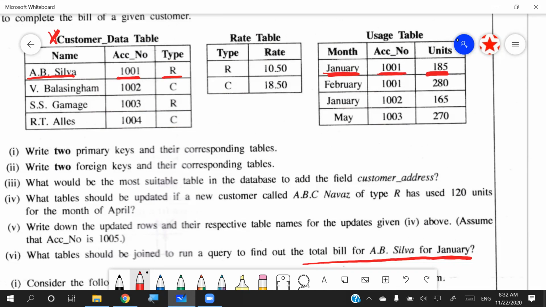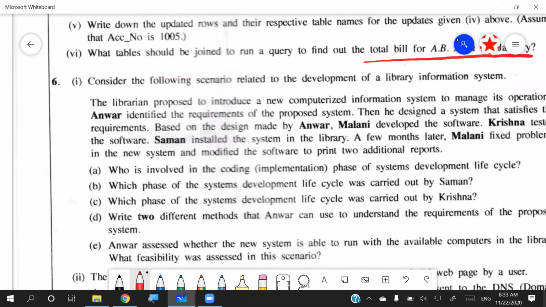Then, to calculate the total bill, you need the rate as well. So you have to see how much the R rate is. So it is 10 and 50 cents, right? So all three tables are needed to calculate this, otherwise you can't. In these kinds of questions, it's better you think about how we would do it manually. In the very same way, SQL needs those tables to perform its query, right?